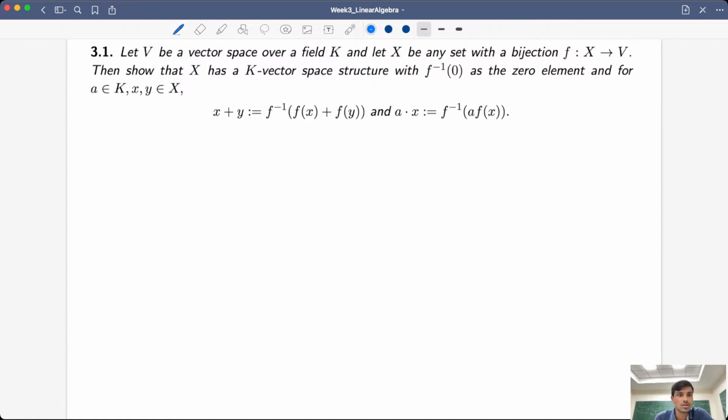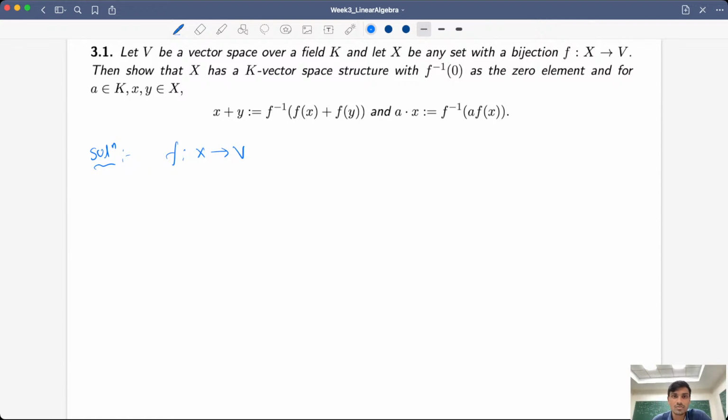Okay, so let me go through it. First you have this map f from X to V, and this is just a bijection, and on V I know, so whenever I say this fx plus fy, this plus is the plus of this V being a vector space.